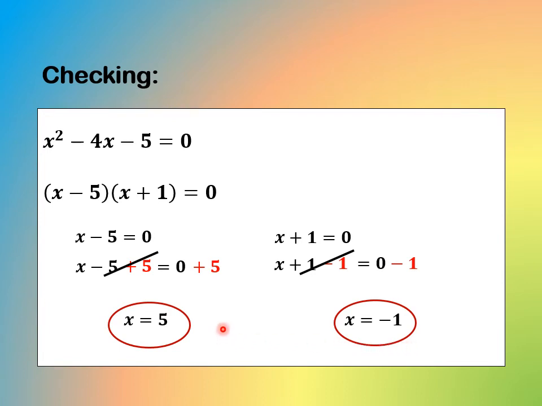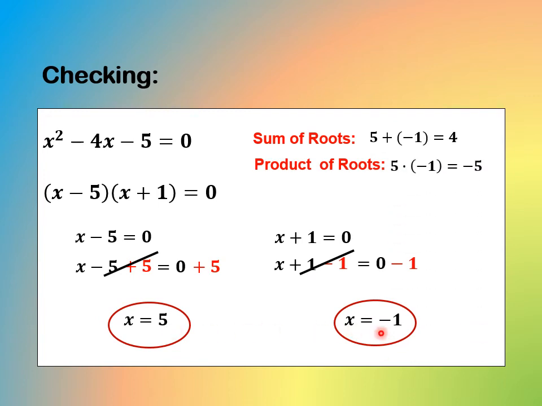So, ano yung roots natin? 5 and negative 1. So, if we add 5 and negative 1, okay, the sum of roots is equal to positive 4. Okay? And then, if we get the product of roots, so 5 times negative 1, then the product is equal to negative 5. So, kumbaga, ito ang haba. Pero, if we know the formula for the sum and product of roots, madali na natin makakuha kung ano yung sum at saka yung product. Okay?